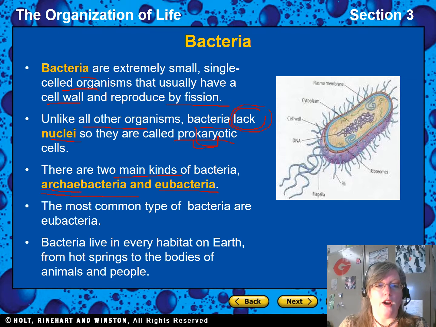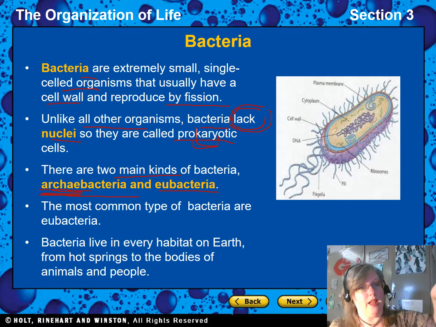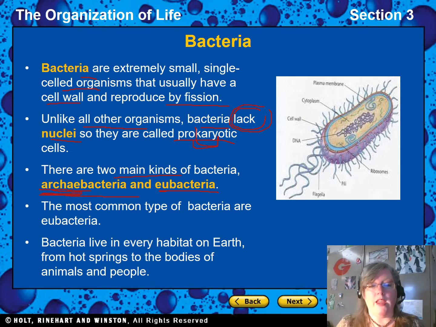Remember I said the Archae part comes from the same thing as archaeologist, meaning old. The Archaebacteria live in conditions like the ancient Earth when the Earth first formed. It's not that they're old, but they are an old type of bacteria. And Eubacteria, EU means true bacteria. These are the ones that are everywhere. The most common type of bacteria are the Eubacteria. I just said they're everywhere.